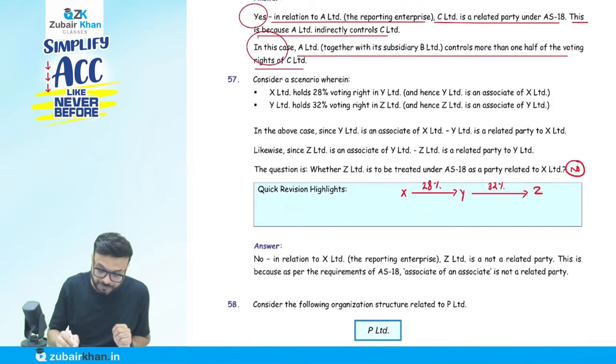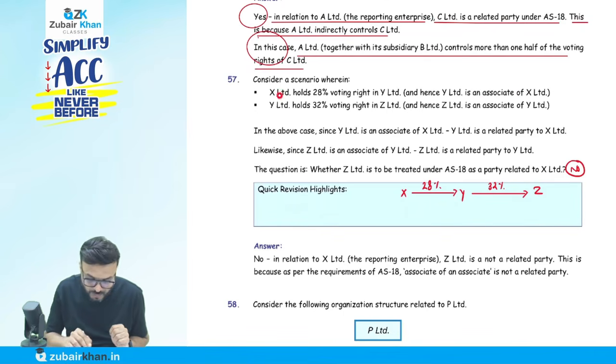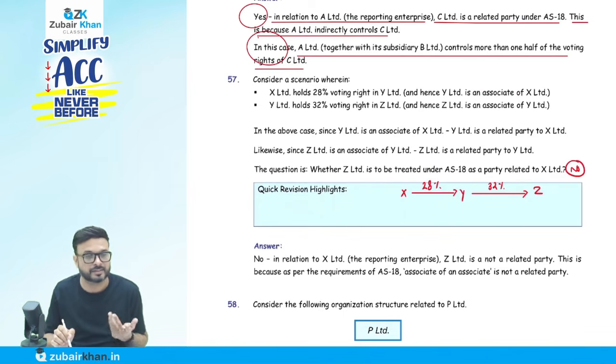Now they say, consider a scenario wherein X Limited holds 28% voting right in Y Limited, and hence Y Limited is an associate. So X holds 28% in Y. Whether X and Y are related? Yes, associate. Correct. Now Y Limited holds 32% voting right in Z. So Y and Z are related? Yes, because Y holds more than 20%. So for Y, Z is related. For X, Y is related.